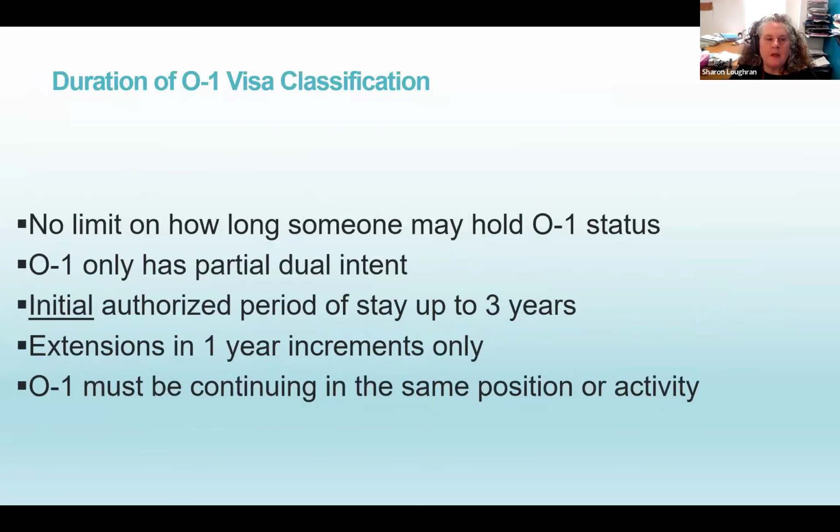There's no limit on how long someone can have O1 status, but at some point, immigration could be difficult if they want to apply for a green card because it only has partial dual intent. Your initial O could be up to 3 years, but extensions are in 1 year increments only, and they have to be continuing in the same position or activity for an extension.